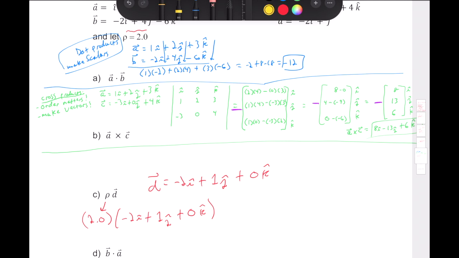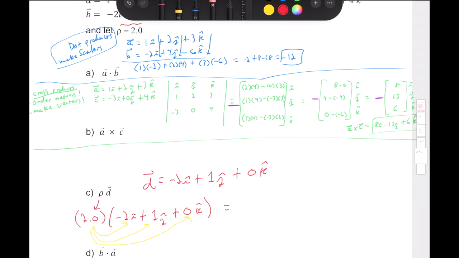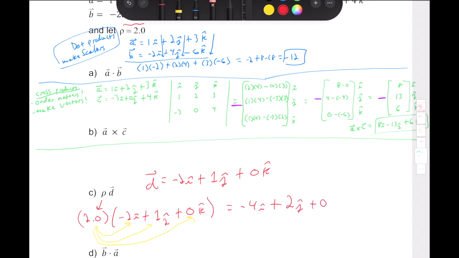So multiplying a constant by a vector basically is like take the constant, multiply it by the i hat, then multiply it by the j hat, and multiply it by the k hat. Now this is just multiplying a scalar times a vector. It's making a vector bigger, but it's still a vector. So here's what I mean. 2 times negative 2i is negative 4i. 2 times 1 is 2 for j. And then 2 times 0 is 0 for k. So like I said, still have a vector, just a bigger vector.